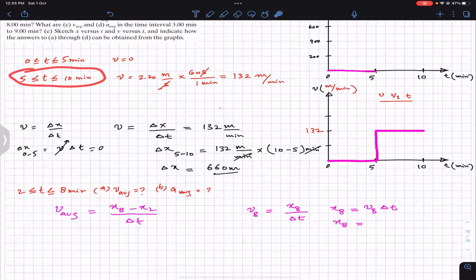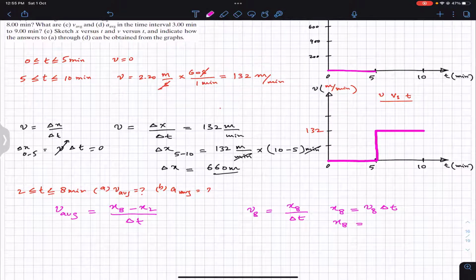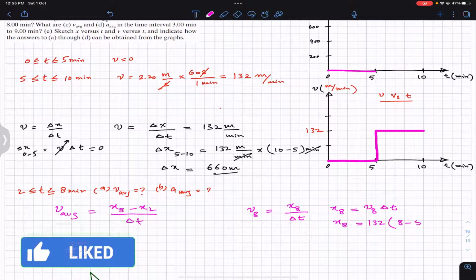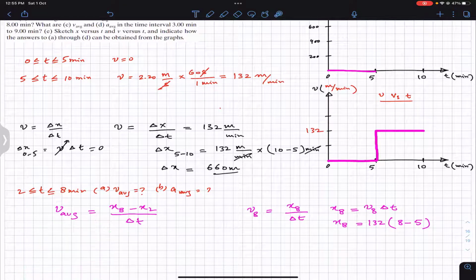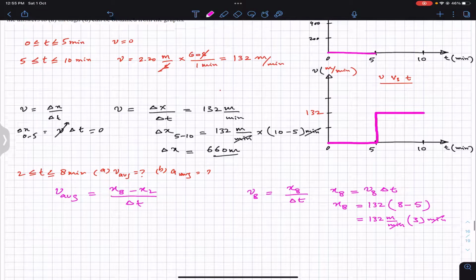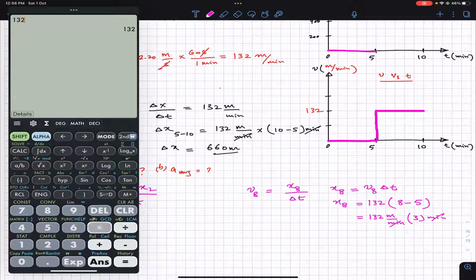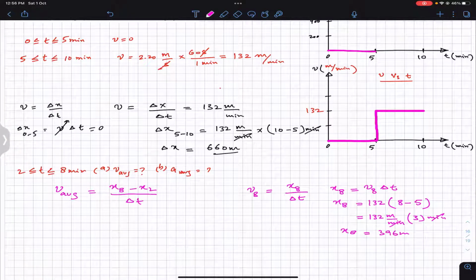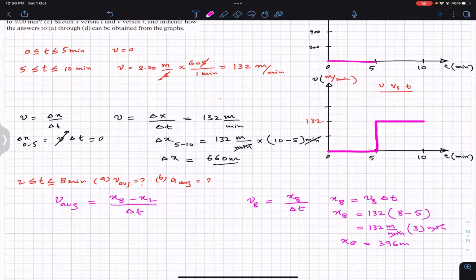From 5 to 10 minutes the velocity remains constant, that is 132. So this means that v8 is 132 and delta t will be 8 minus 5. So from 5 minutes he starts moving, right? So this delta t will be 8 minus 5. So this is 132 times 3. So again this is 132 meters per minute, and 8 minus 5 is 3 minutes. Minutes will cancel out, we will have the answer in meters. So this is 132 multiplied by 3, which is 396. So x8 is 396 meters. So this means that the position of the man at t equals 8 minutes is 396 meters.